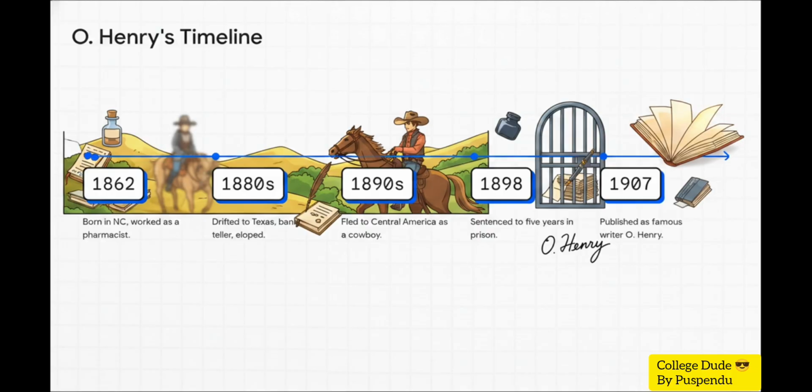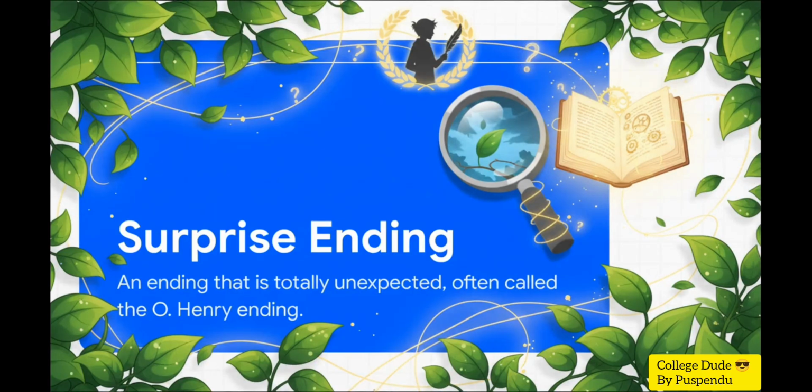By 1907, he's publishing famous collections. It's an unbelievable bit of dramatic irony. The master of moral tales was himself a convicted embezzler who started his famous writing career from inside a prison cell. Now, what's really fascinating about his legacy is the surprise ending.